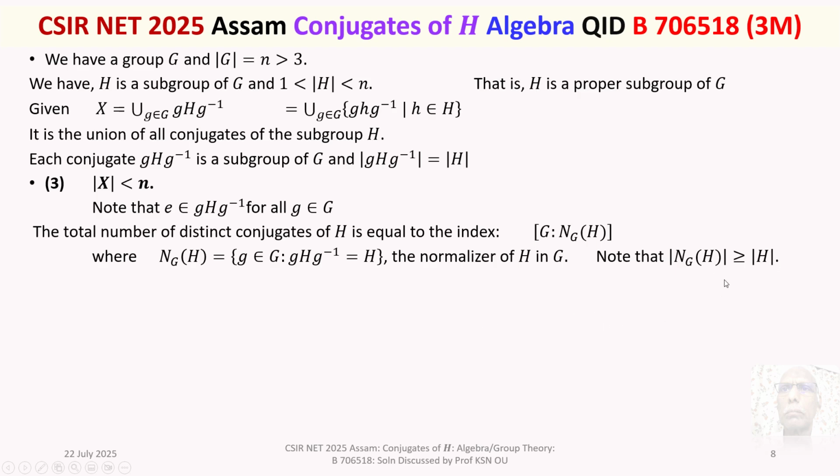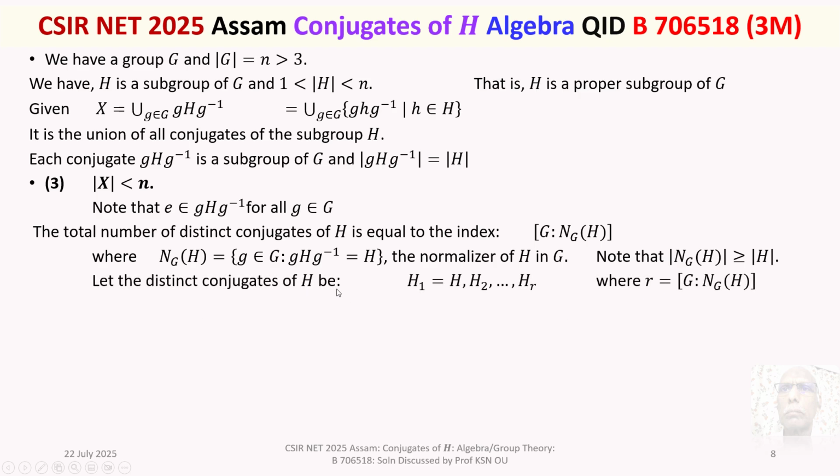Right. This is very crucial. This is what we require. Let the distinct conjugates of H be H1 = H, H2, ..., HR, where R is the index of the normalizer of H in G, that is [G : N_G(H)]. They are the distinct conjugates of H.